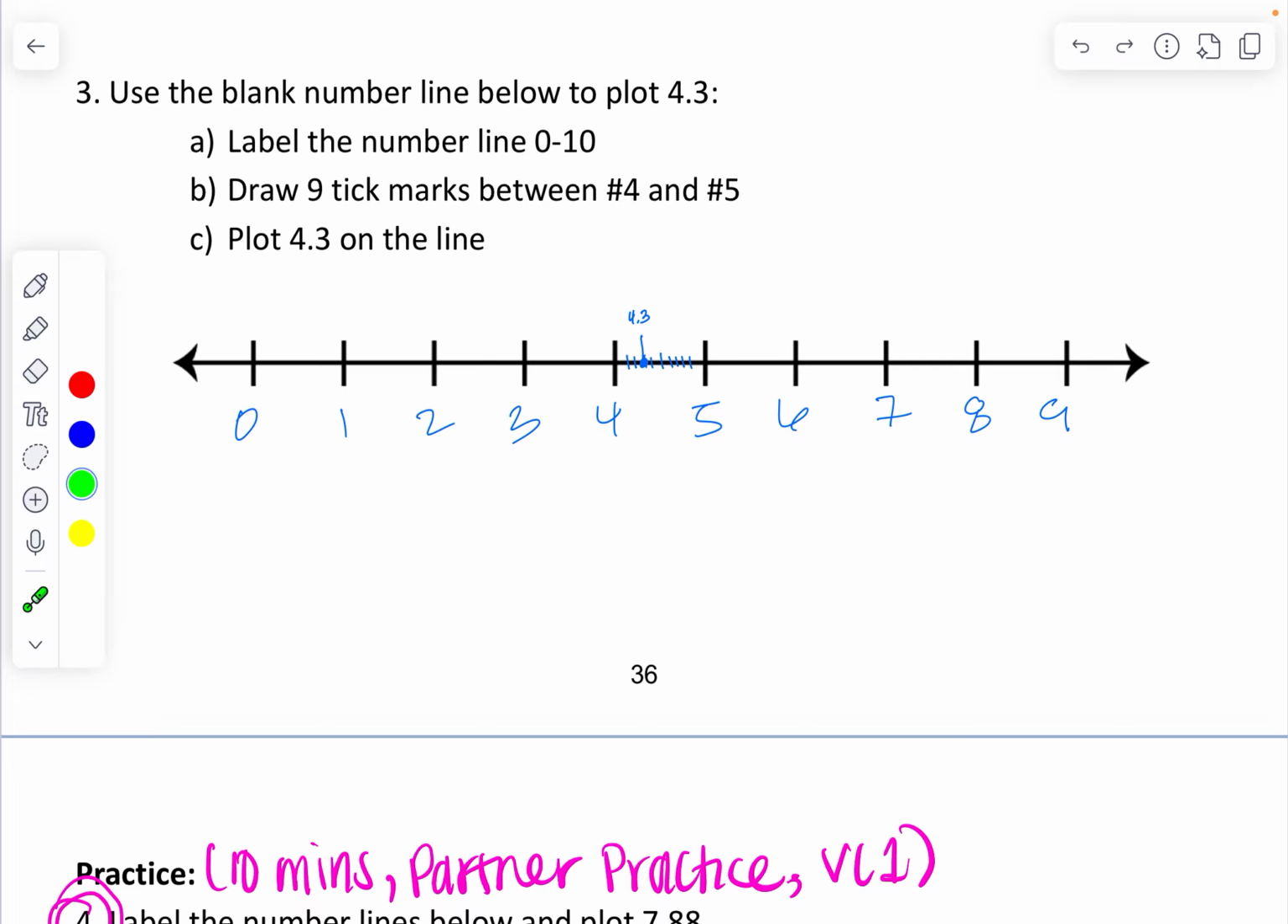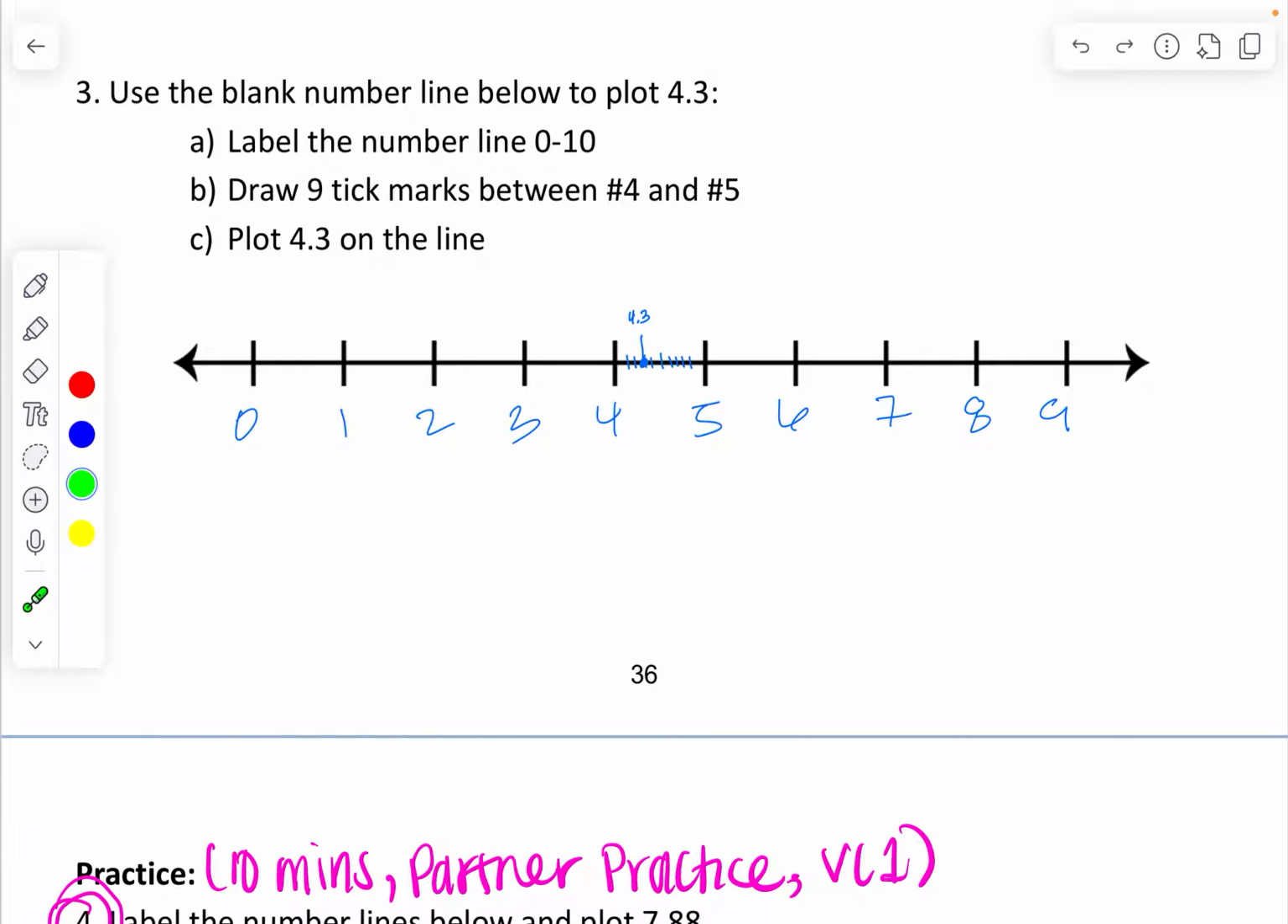Okay, or 1 to 10. The goal is to make sure that we ask students, well, between which two ones or which two holes would 4 and 3 tenths fall? Between 4 and 5, right? Because this number is 4 and something. It says 4 and 3 tenths. So that means it's 4 and something else, but it's not quite 5 yet.